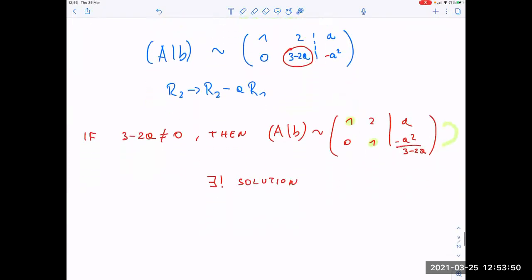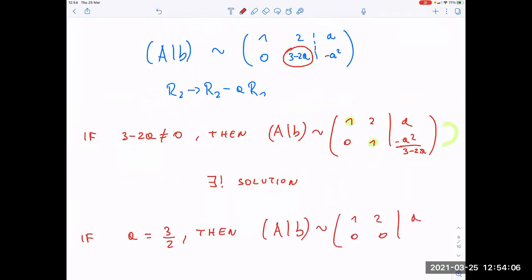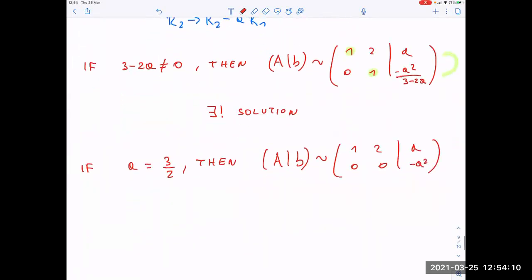What happens if A is equal to 3 over 2? Then what I get here is something different. I get 1, 2, A, 0, 0, minus A squared, which in terms of system means my system is X plus 2Y equal A, 0 plus 0 equal minus A squared. So what do you think about solutions?